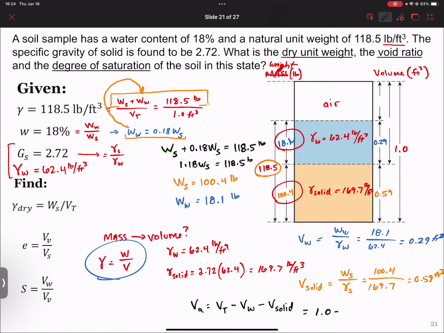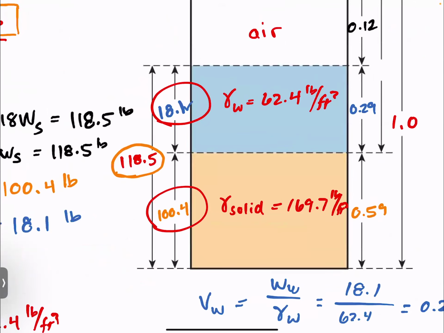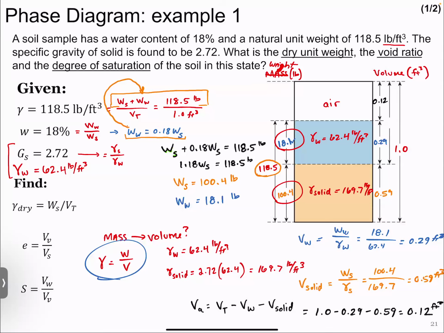So the total volume is 1. We subtract out 0.29, and then we subtract out 0.59. And our volume of air is 0.12 cubic feet. Okay, so now that we have everything filled in, finding these is super easy. It's just plugging it all in, right? Our dry unit weight is the weight of the solid divided by the total. Our void ratio is the volume of voids, which is these two added here, divided by the volume of solid. And then degree of saturation, likewise, are those easy values there.